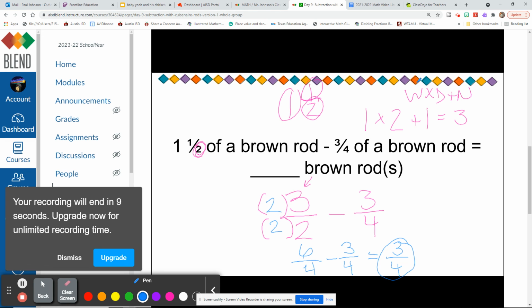So we just found out how to find that answer with the algorithm using our new formula for finding the improper fraction from a mixed number: whole times denominator plus numerator. So we'll come back and look at the picture in the next video.